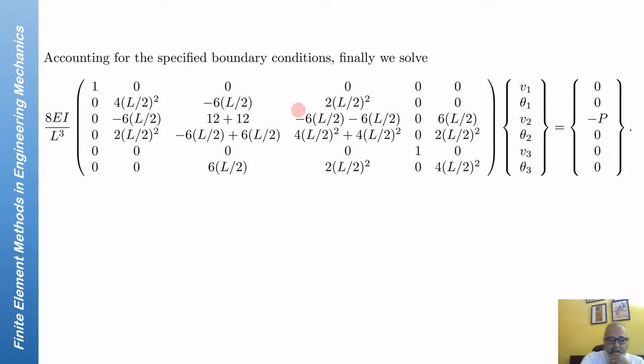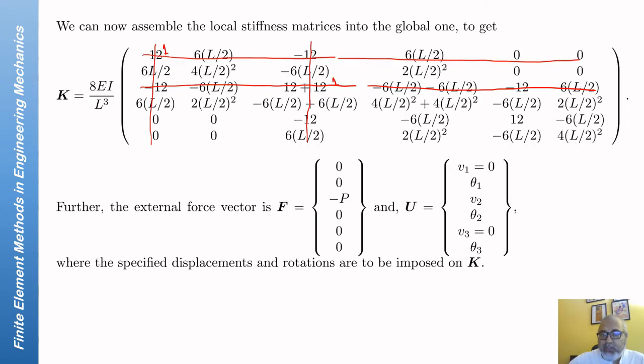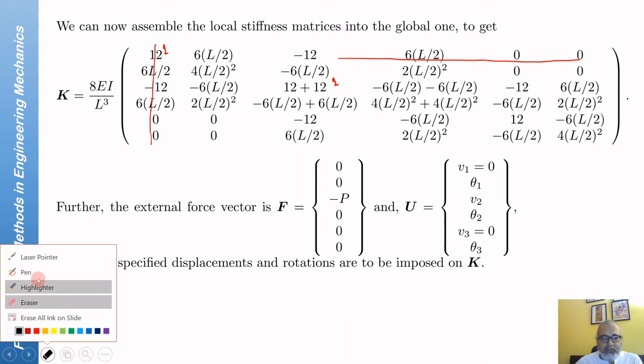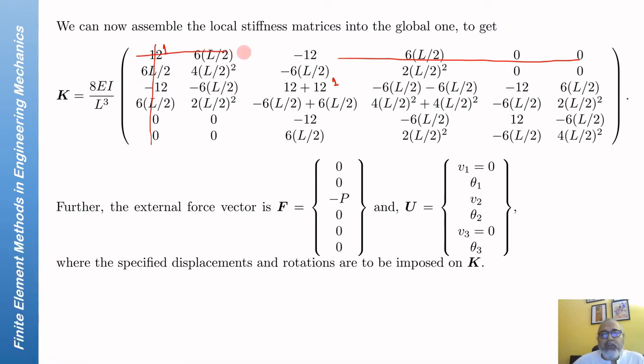I made a mistake. I'm sorry. The second node's displacement, v3, is not the third degree of freedom; it's the 1, 2, 3, 4, 5, fifth degree of freedom. So it is not the third row and third column. I'm sorry, I made this mistake. So the first one goes, and 1, 2, 3, 4, 5, this one goes, and this one goes.